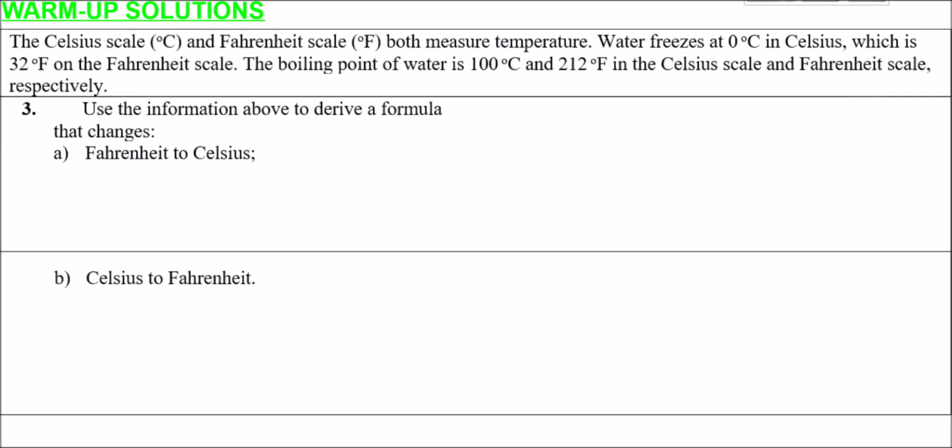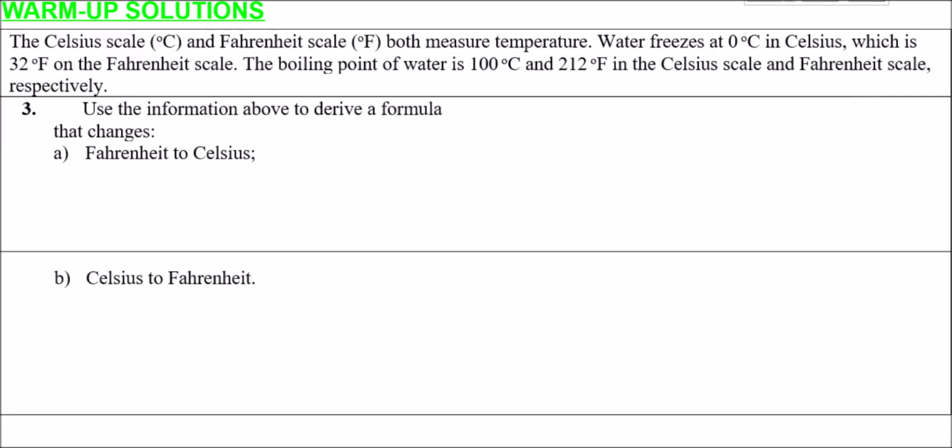It reads, the Celsius scale and Fahrenheit scale both measure temperature, obviously. Water freezes at 0 degrees Celsius, which is 32 degrees Fahrenheit. The boiling point of water is 100 degrees Celsius, and that's 212 degrees Fahrenheit, respectively. So let's try and use this information to derive a formula that changes, first of all, Fahrenheit to Celsius.